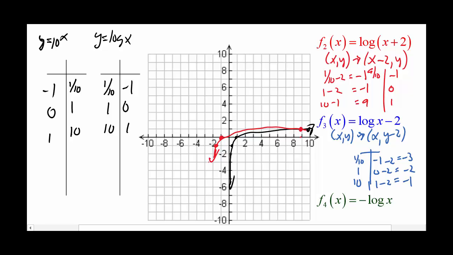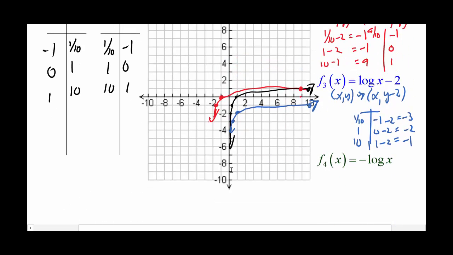Alright, so 1/10 comma negative 3, so all the way down here. 1 comma negative 2 right there, and 10 comma negative 1 right there. So we just kind of slid the whole graph down, like so.